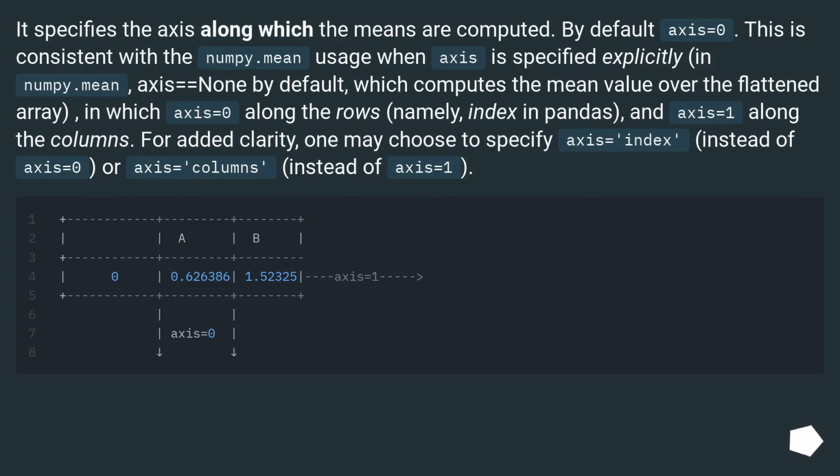It specifies the axis along which the means are computed. By default, axis equals 0. This is consistent with the numpy.mean usage when axis is specified explicitly. In numpy.mean, axis equals None by default, which computes the mean value over the flattened array, in which axis equals 0 along the rows, namely, index in pandas, and axis equals 1 along the columns. For added clarity, one may choose to specify axis equals index, instead of axis equals 0, or axis equals columns, instead of axis equals 1.